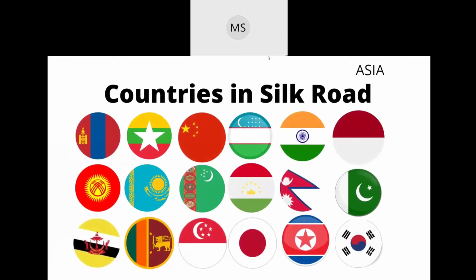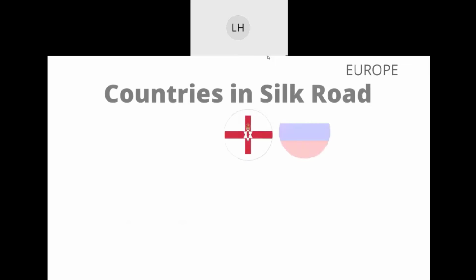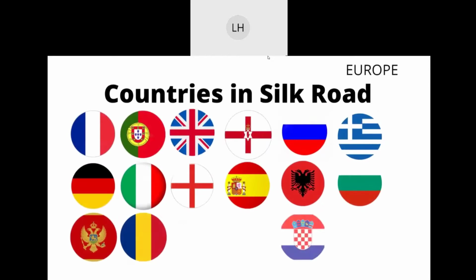There are a lot of countries in the Silk Road. The countries included in Silk Road, starting from Asia, there are 27 countries, including Japan, North Korea, and even Malaysia. In Europe, we have 18 countries, including France, Portugal, and United Kingdom.